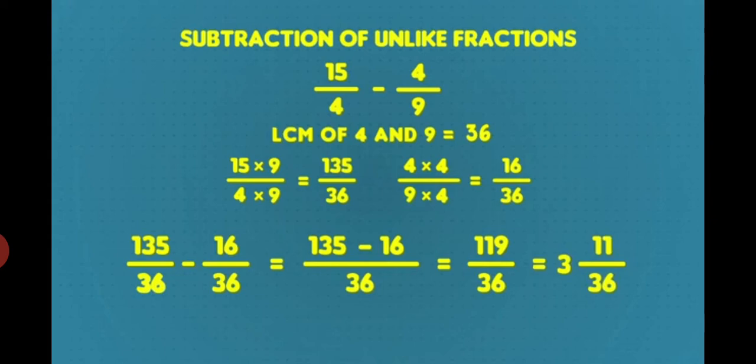And the next step, here as both the denominators are 36, so we can take the denominator as 36 and subtract the numerators 135 minus 16, and the answer is 119 by 36. And converting it into mixed fraction, the answer is 3 into 11 by 36. So this was subtraction of unlike fractions.